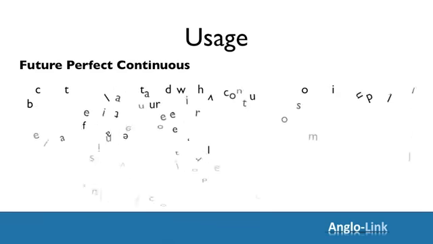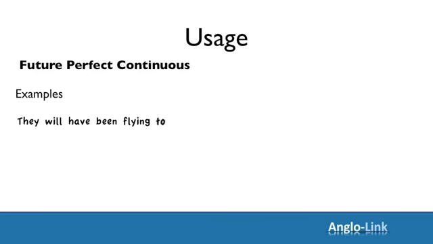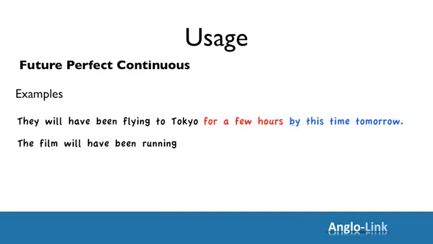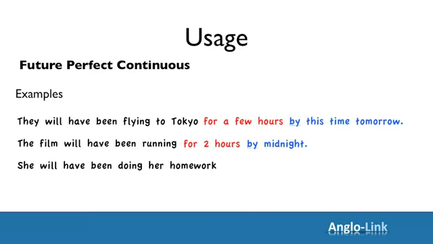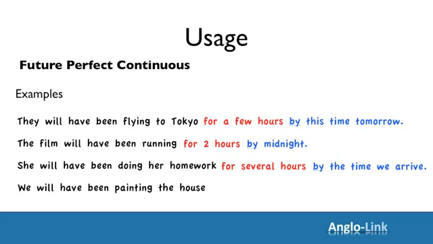Let's look at some examples. They will have been flying to Tokyo for a few hours by this time tomorrow. The film will have been running for 2 hours by midnight. She will have been doing her homework for several hours by the time we arrive. We will have been painting the house all day by the time she returns.